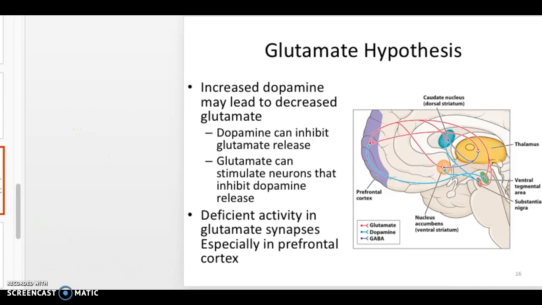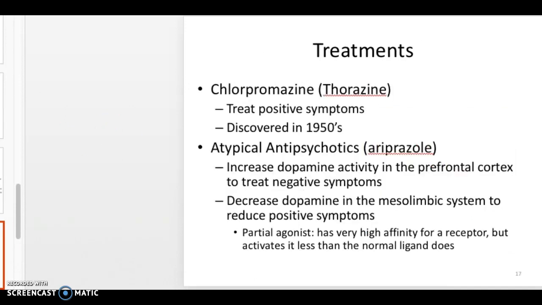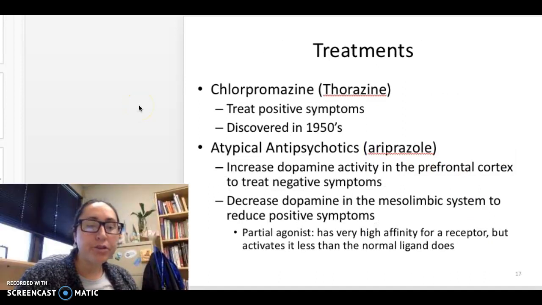The last thing I'll talk about with schizophrenia is treatments. The first class of treatments was basically Thorazine, and these treatments pretty much only work on the positive symptoms. They've been around for a long time, but the problem is, one, they only treat positive symptoms, and two, the side effects were horrible. It's really hard to get people to take their medications if they can't stand the side effects. So typically today, what's been developed are atypical antipsychotics.